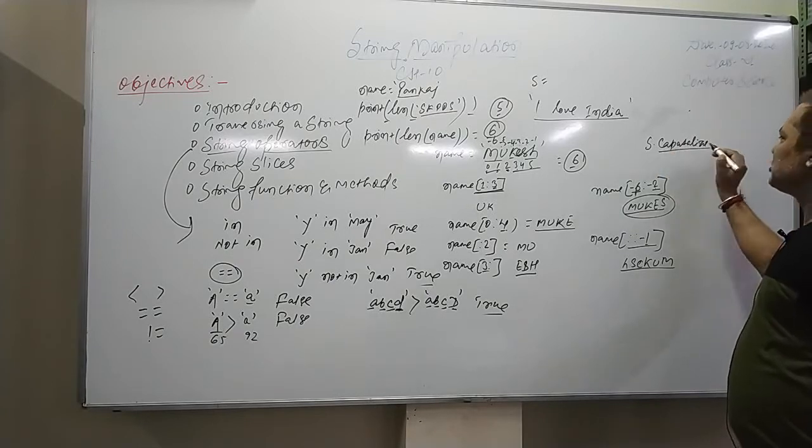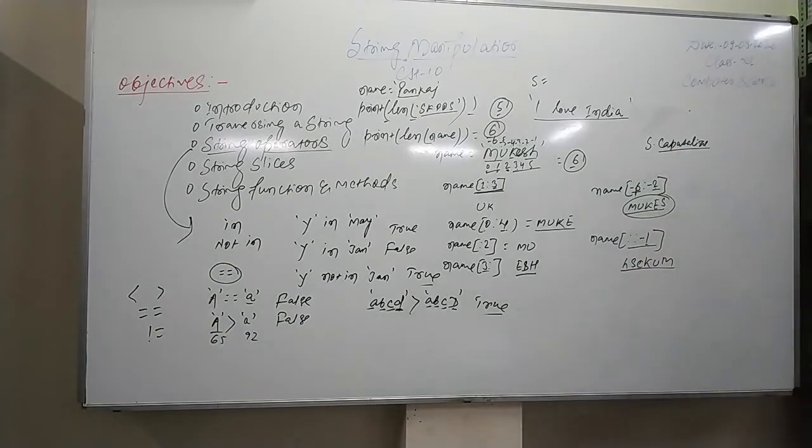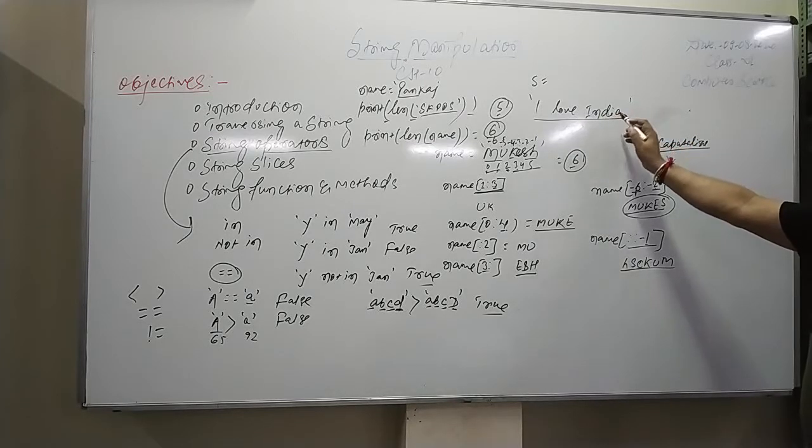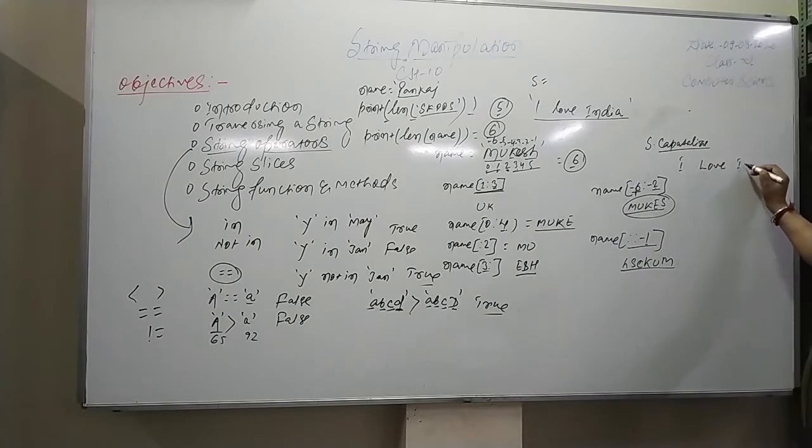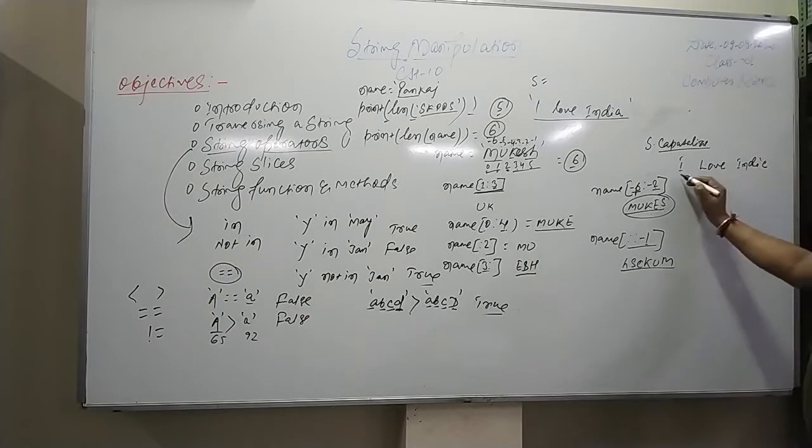Now this capitalize method of the string simply converts things: s dot capitalize means the first alphabet of each word of this string will be capitalized. So it will give you the output I love, and I is already capital, India. So what you've seen, L converted to capital, I converted to capital, and the first I is also converted. That is how the capitalize function works.